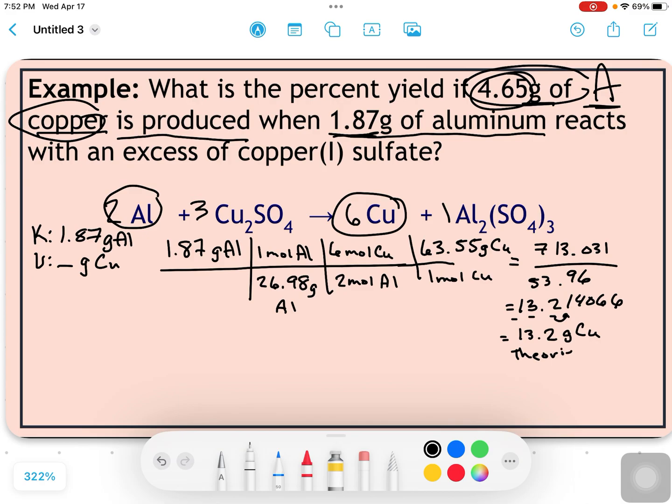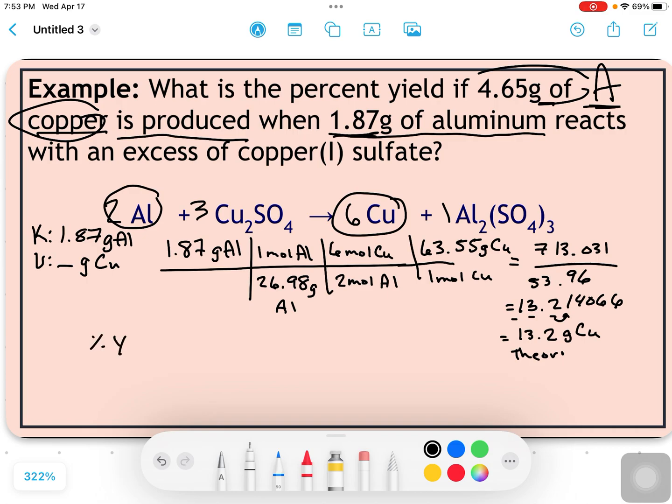So, close enough. So my theoretical, we'll just call it my theory. There we go. So theoretical would be 13.2 grams of copper. My actual, we said, was 4.65 grams of copper, from the problem. Now we can solve.